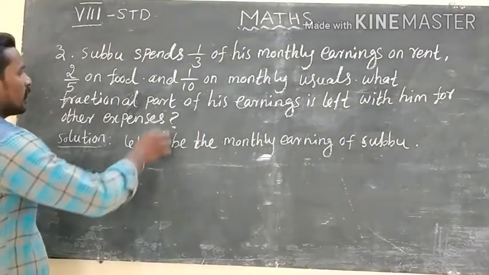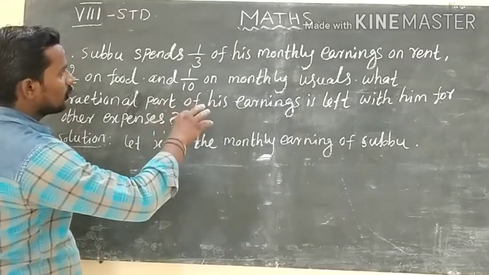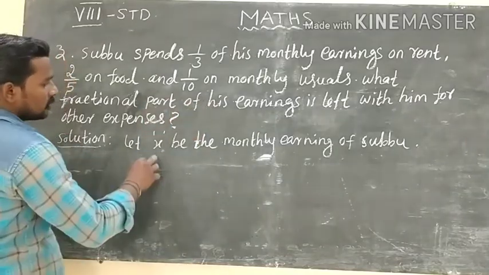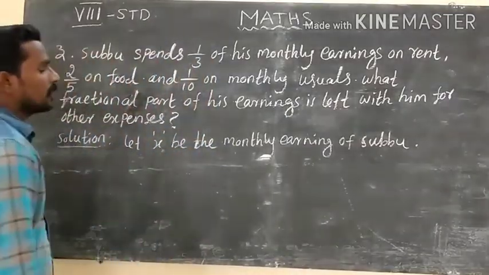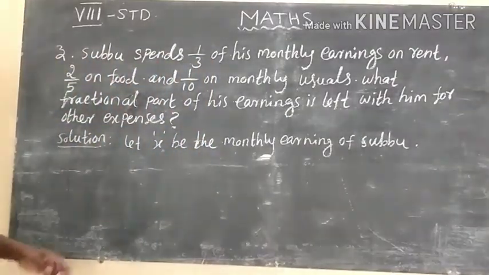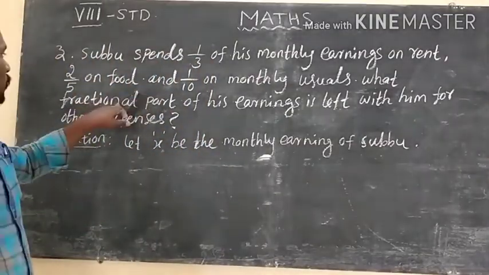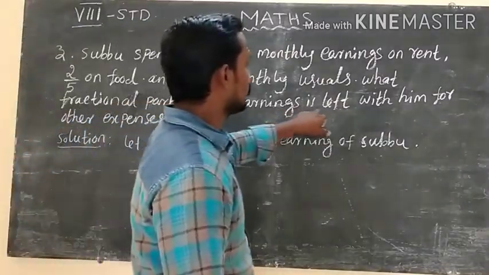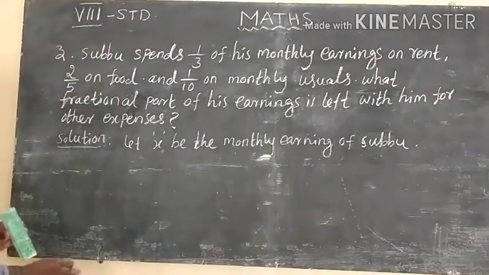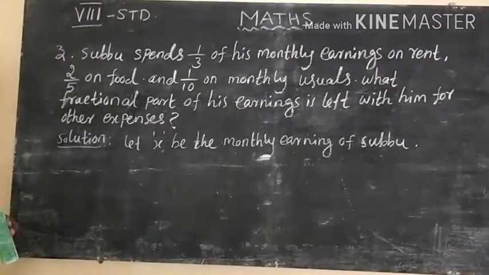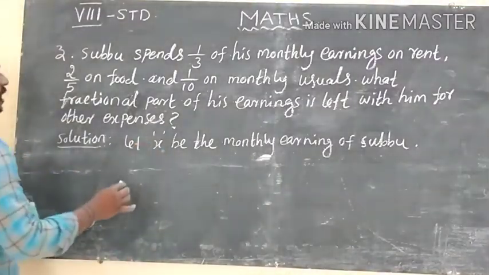Because the monthly income is not given here, I just assume X is the monthly earning of Subbu. So what is the question? What fractional part of his earning is left with him for other expenses? So the other expenses part is what? This is the question.